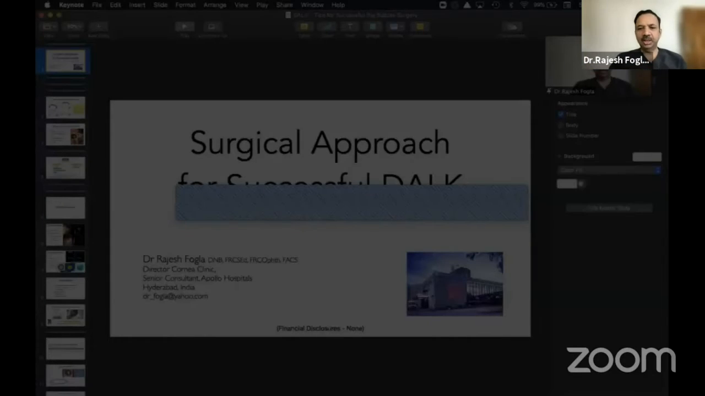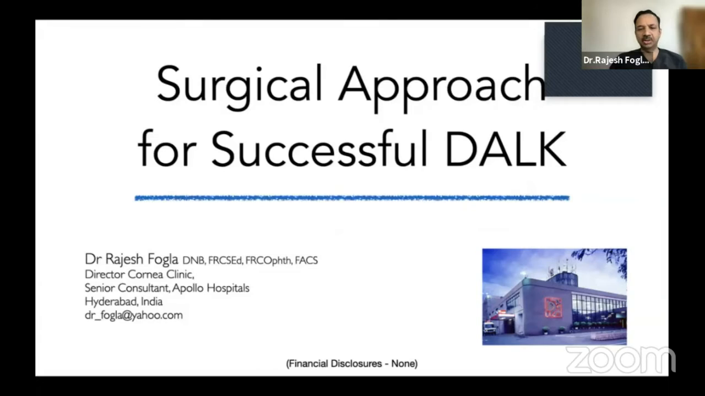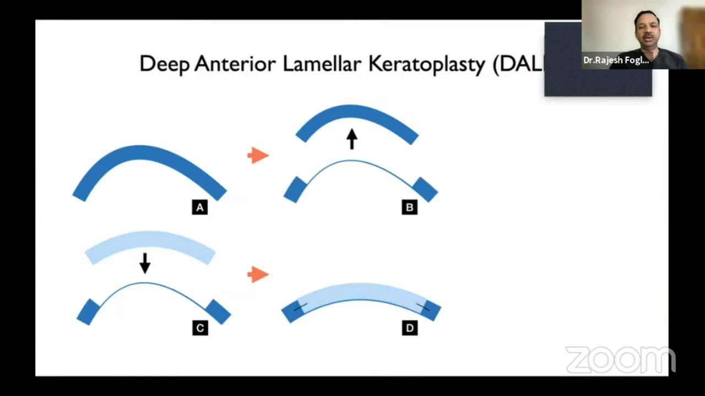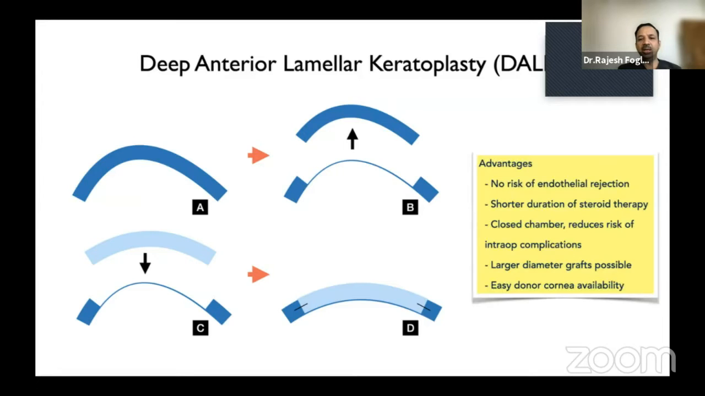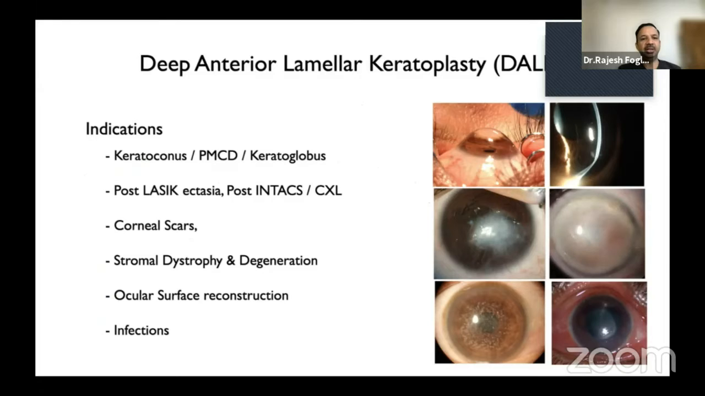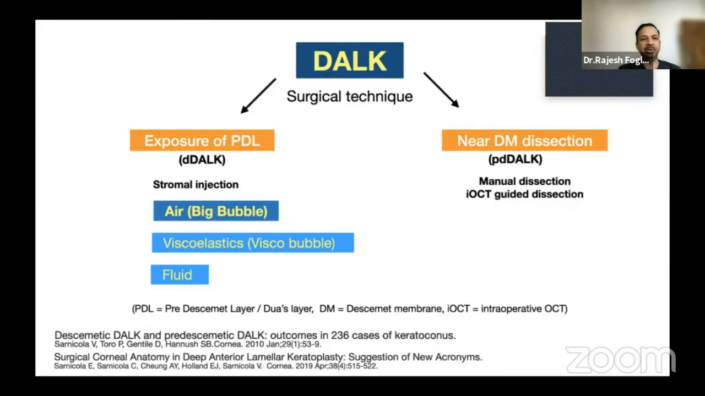Thank you, Bhupesh. I'll share some tips on surgical approach to successful DALK. No financial interest to disclose. We have already understood the concept of deep anterior lamellar keratoplasty, wherein 90% of the stroma is removed and replaced by donor tissue. The biggest advantage is no risk of endothelial rejection. It can be performed for a wide range of indications where the endothelium is normal.